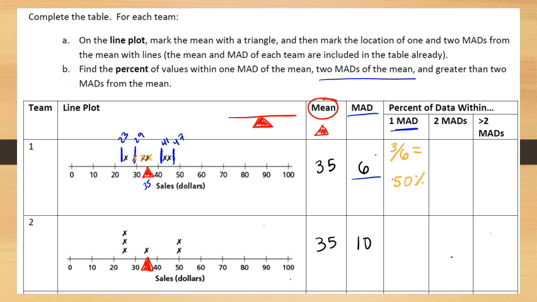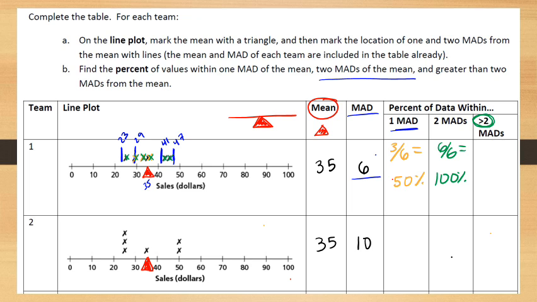What about the percent of data that's within 2 MADs of the mean? So 2 MADs, I'm now looking at everything that's between 23 and 47. And here I can see 1, 2, 3, 4, 5, and 6 out of my 6 values. So 6 out of 6, that would be 100% of my values. And how much of the data is within more than 2 MADs? It might be better actually to think about this one as being greater than 2 MADs, not within 2 MADs.